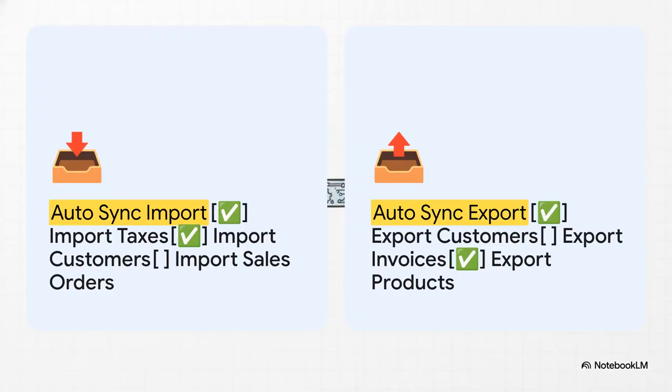And you get total granular control over these automated jobs. You get to decide exactly which data models you want to include. So maybe you want to auto-import new customers every day, but you only want to export products once a week. You could set up your import and export schedules to match your exact business needs.